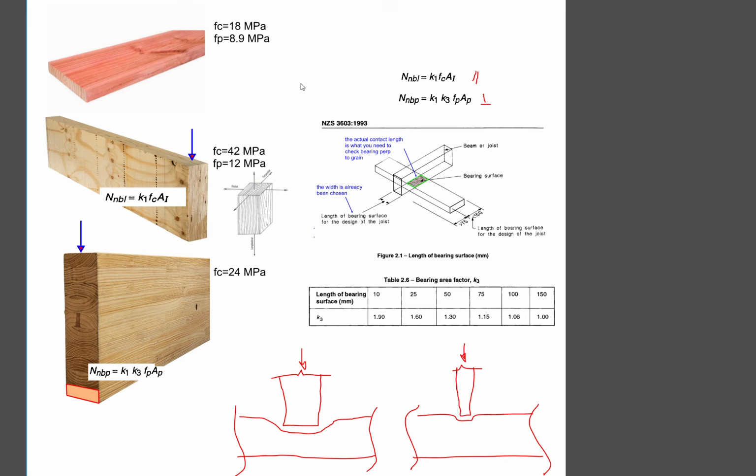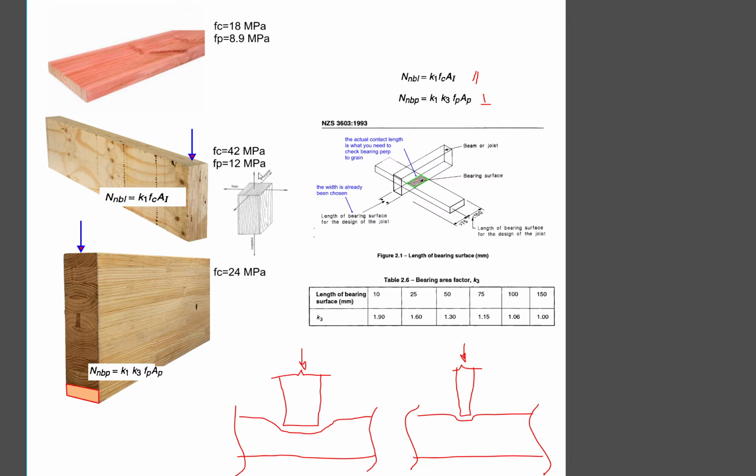Okay, let's have a look at timber in bearing. There are a couple of things to pay attention to. The first one is when you have a timber in bearing, you've got to look at whether your timber is loaded perpendicular to grain or parallel to grain, because those two characteristic strengths are different.